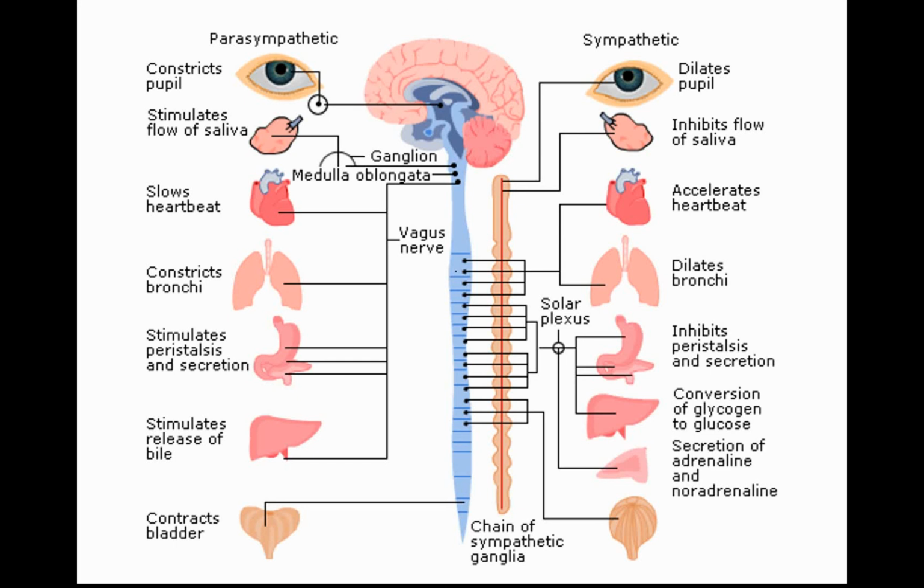Also secretion of adrenaline and noradrenaline. Remember, adrenaline is that stress hormone, okay, for a time of fight or flight, and inhibiting bladder contraction, so stopping you going to the loo. Okay, so two antagonistic systems, working against each other.